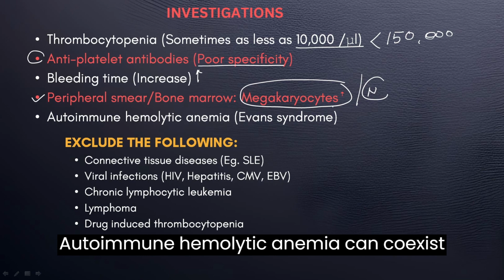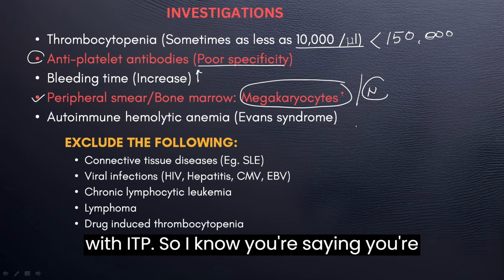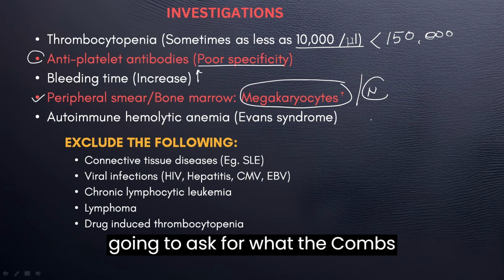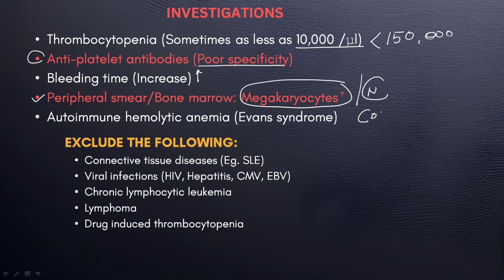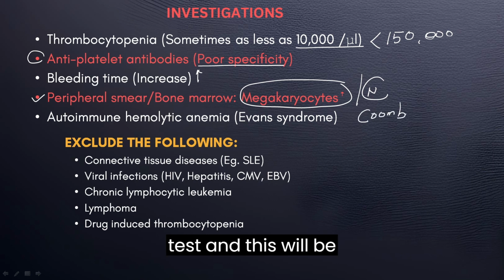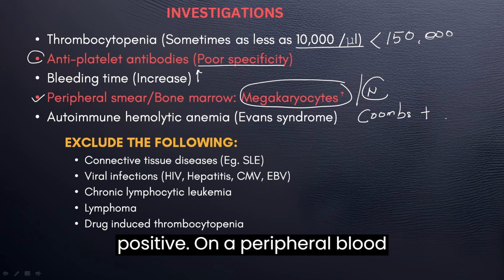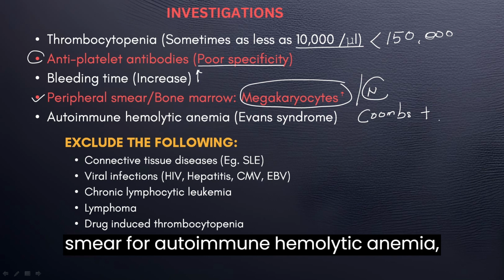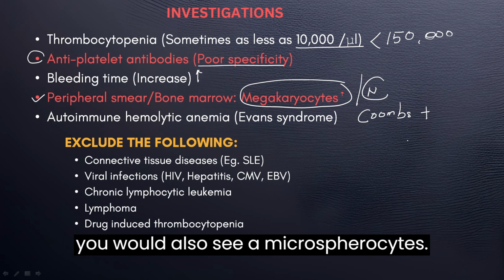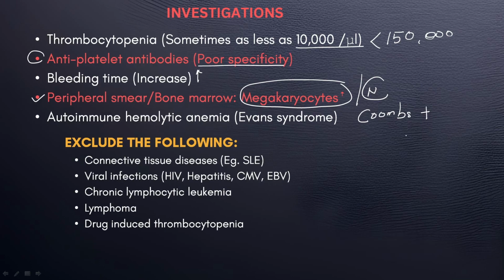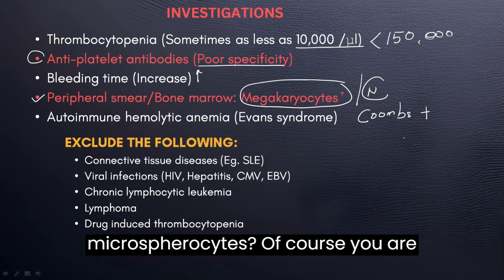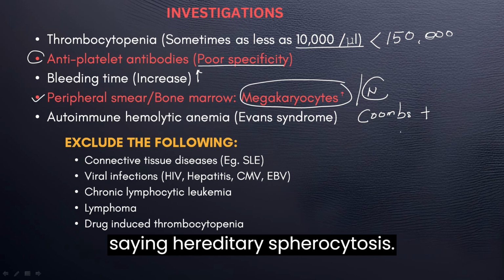Autoimmune hemolytic anemia can coexist with ITP. So, I know you're saying, what would you ask for? The Coombs test. And this will be positive. On a peripheral blood smear for autoimmune hemolytic anemia, you would also see microspherocytes. In which other anemia would you see microspherocytes? Of course, you're saying hereditary spherocytosis.